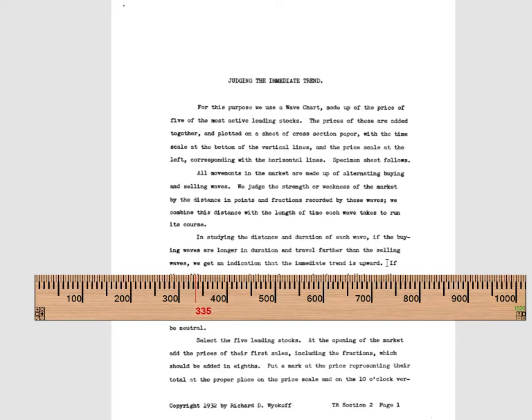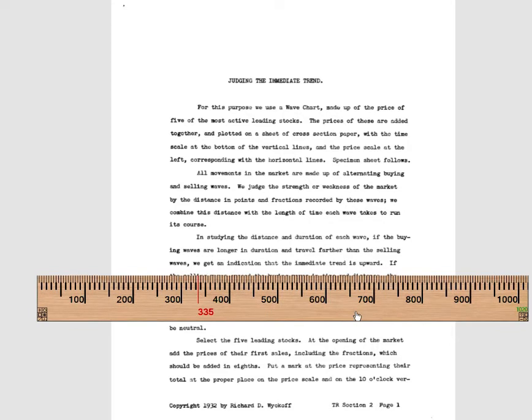Bulls are stronger than the bears. 5 points up in 15 minutes versus 2 points down in 5 minutes. Where is more price and time? On the upside. Therefore the bulls are stronger. Therefore the trend is up. That's all it is.